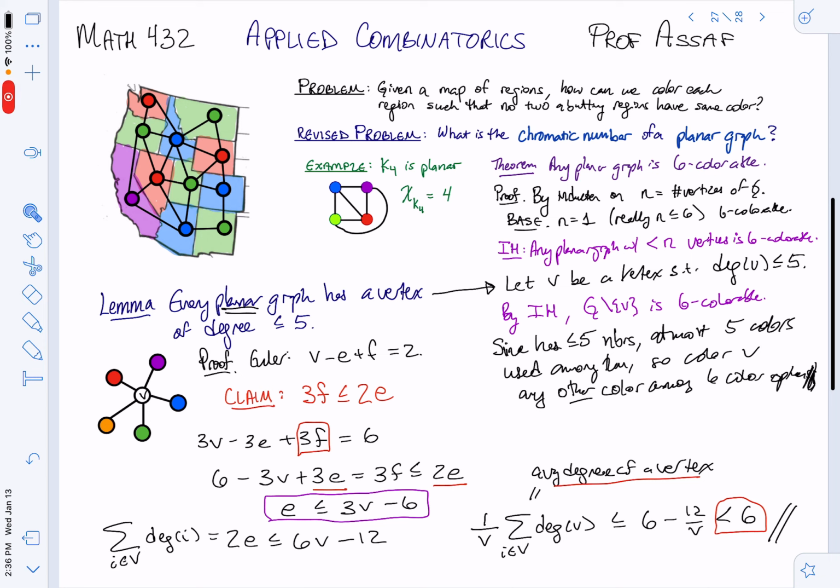The question is, can we do better? We know we need at least 4 colors and at most 6 colors. So do we need 4, 5, or 6?